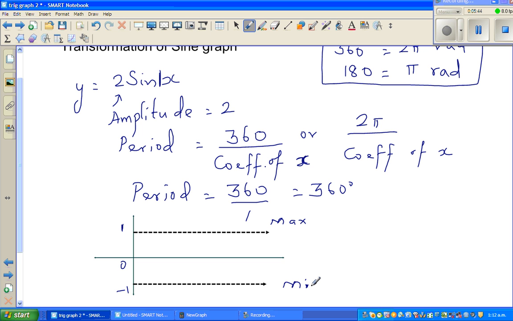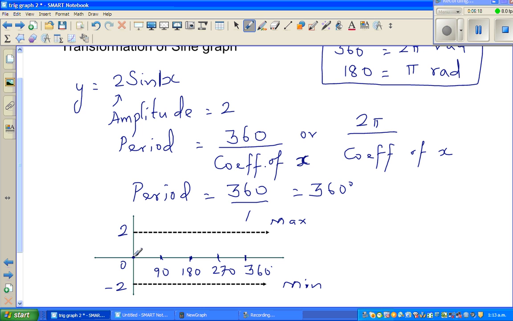What should the maximum be? The amplitude is 2 here. So it goes 2 up and 2 down. So this is 2 and this is negative 2. And sine always starts at 0 degrees. Then you have 90, 180, 270, 360. Let me write the degrees. This is 360 degrees. This is 270. This is 180 and 90. Let me change color.